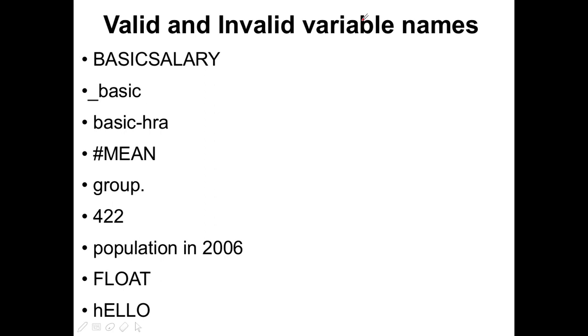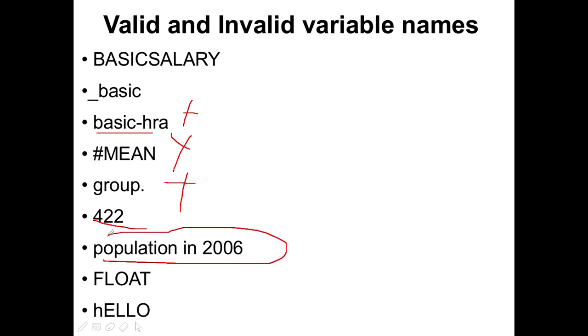Capital letters can be used, small letters can be used, underscore can be used. The only special character which can be used is underscore. And they can have numbers, but numbers should not be in the beginning of the variable name. So when you look at this basic salary, this is correct, all with capital letters allowed. Underscore basic is also correct. But this basic hyphen is not allowed, so this is wrong. And hash mean is also wrong. Group dot is also wrong because dot is not allowed. And 422 is wrong. And here you have got space within the variable name, which is not allowed.